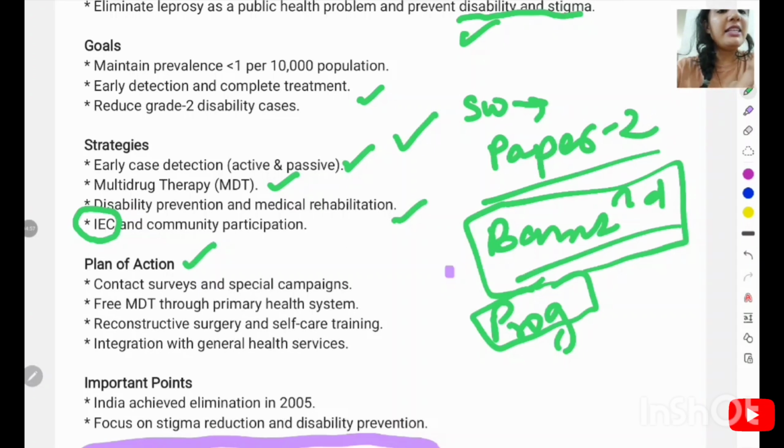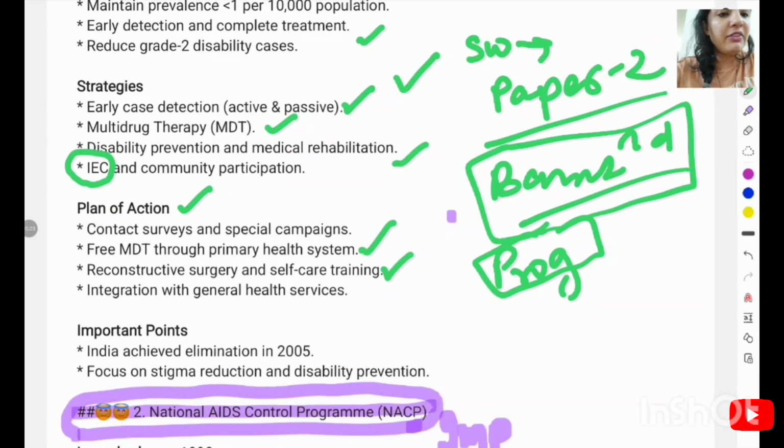There are so many surveys and campaigns for leprosy control and treatment. Free multi-drug therapy is given through public primary health care, along with reconstructive surgery and self-care training, because as you know, disability happens, so we have to remove or reduce the disability. That's why we are doing reconstructive surgery and self-care training.